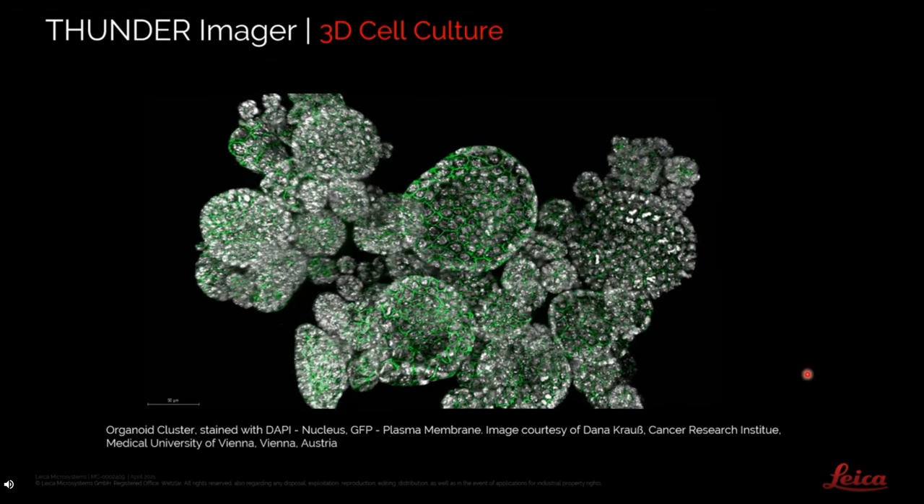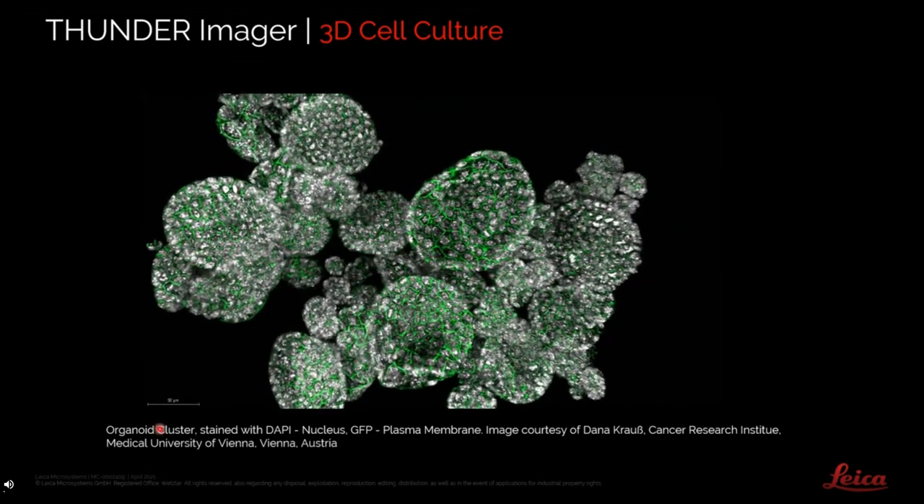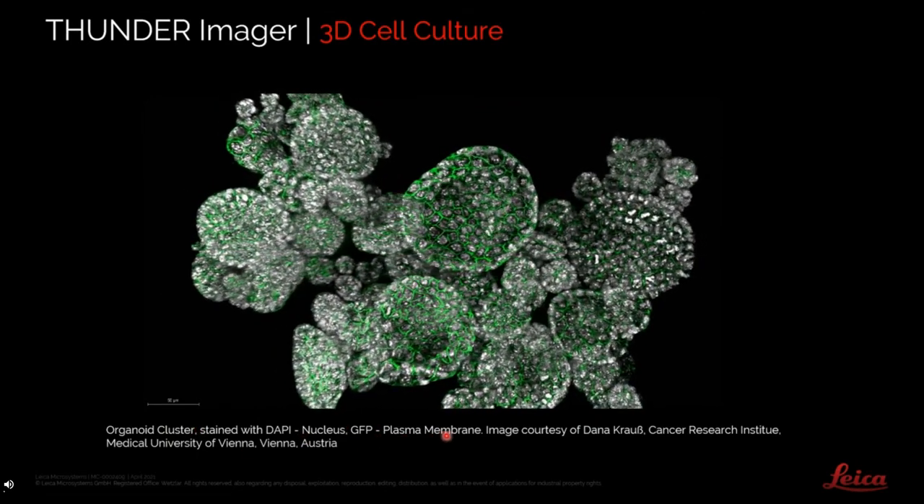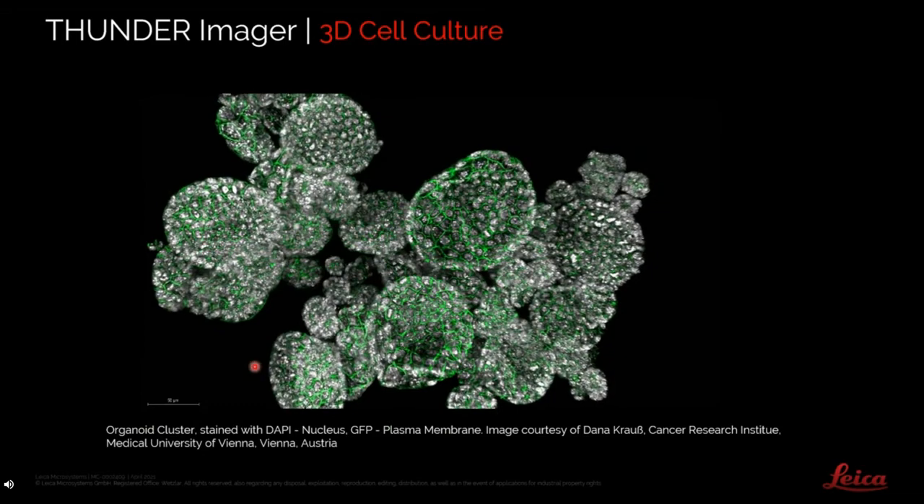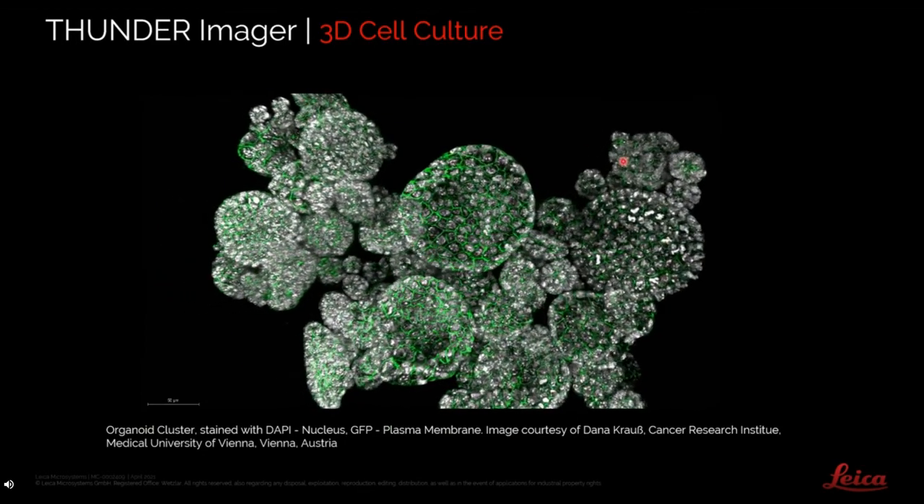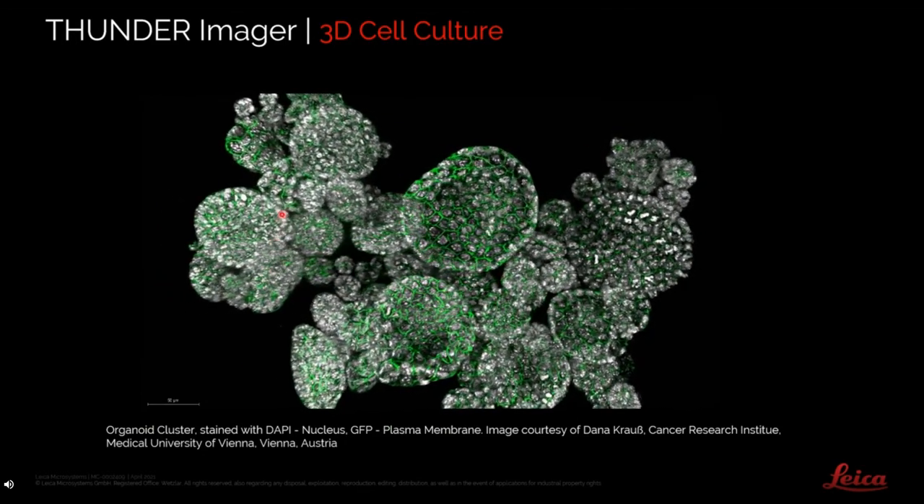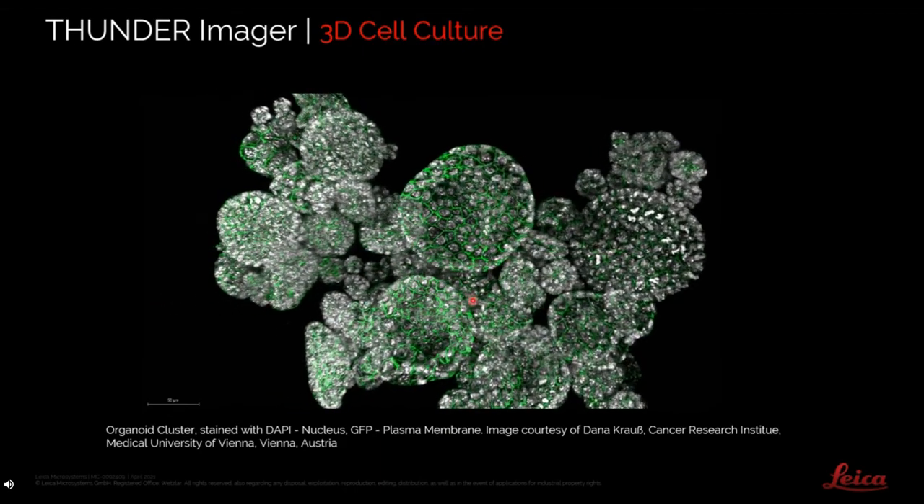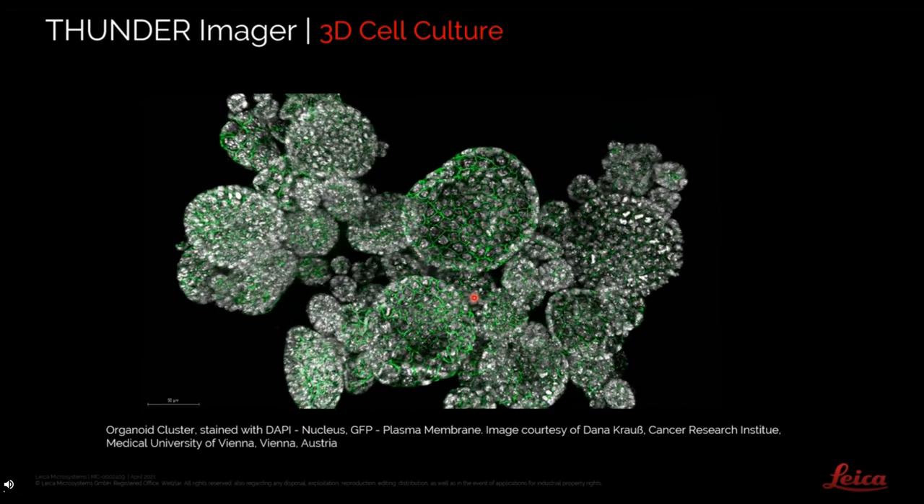Another example using an organoid. This is actually an organoid cluster stained with DAPI for the nucleus, GFP for the plasma membrane. And you can see we can get the very large overall structure as well as all of the fine structure within that. And this was done with large volume computational clearing as well.